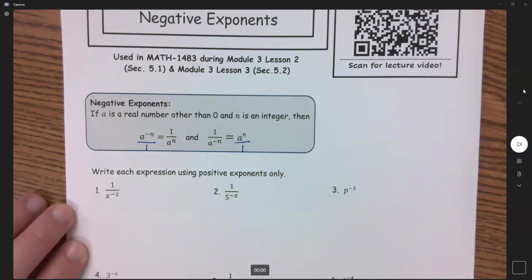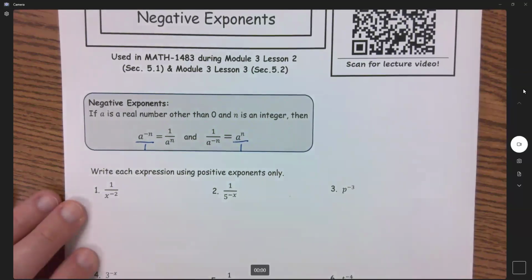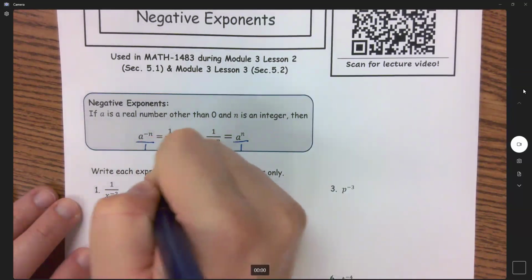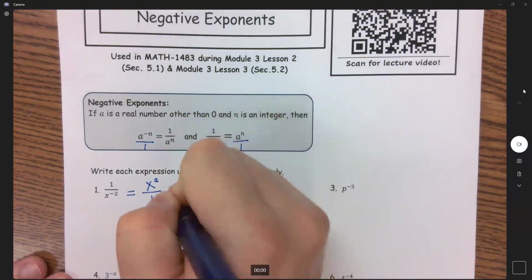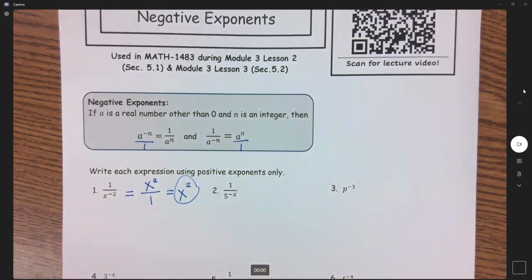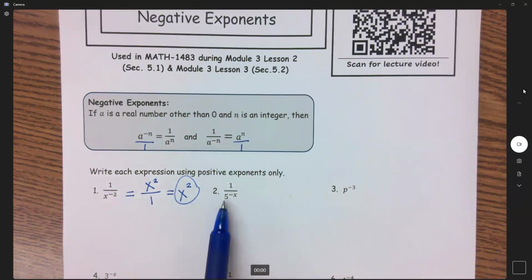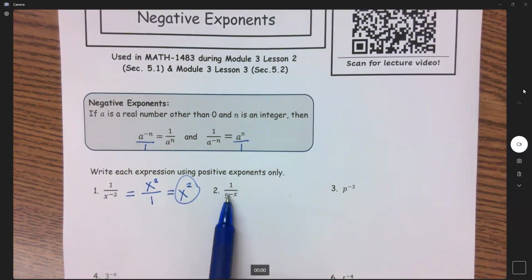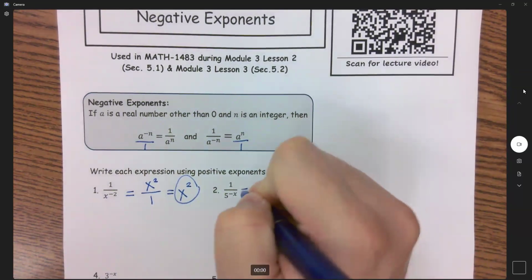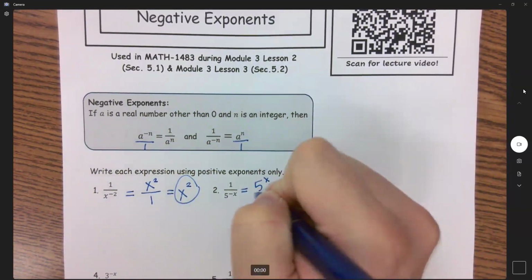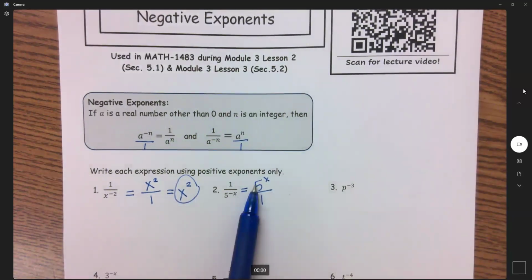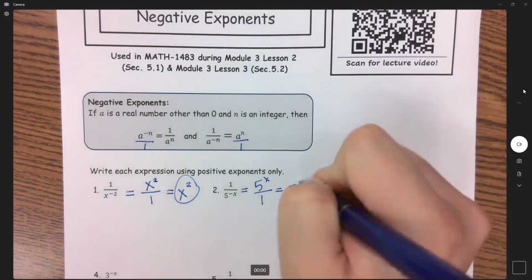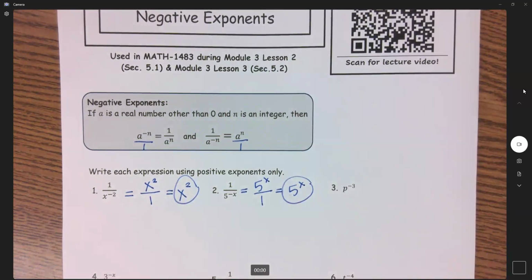So for example, if I have 1 over x to the negative 2 power, we can rewrite that as x squared over 1, which is simply x squared. Okay, exact same thing. If I have 1 over x to the negative 5, that's the same as x to the 5th power over 1. I went from the bottom of the fraction to now the top. But anything over 1 is just what's on the top.